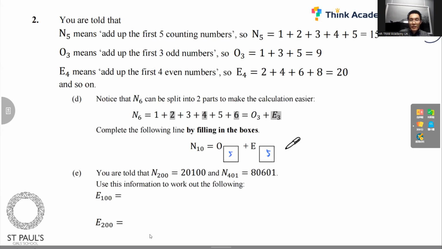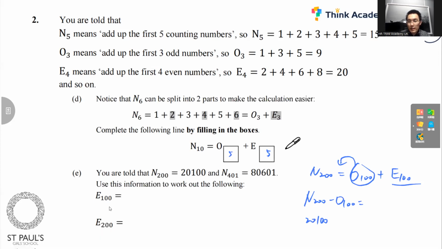Okay. And then part E, we are told that N200 is 20100 and N401 is 80601. Use this information to work out the following. So E100, which should be a result after splitting. We can write what we know over here. N200, according to question D, equals O100 plus E100. If we want to find E100, we can simply move the O100 to the other side. It's N200 minus O100. And N200 we already know is 20100. We just need to find O100.